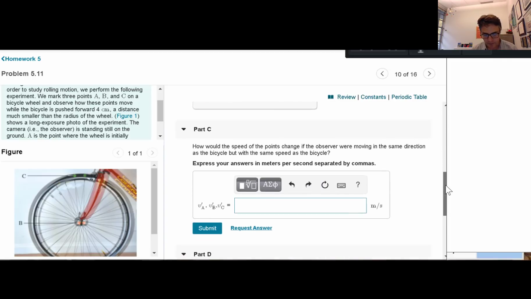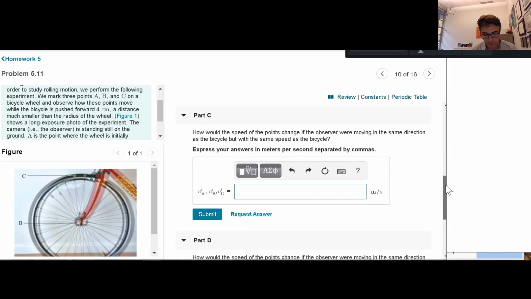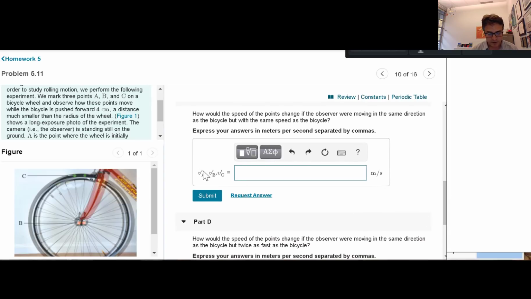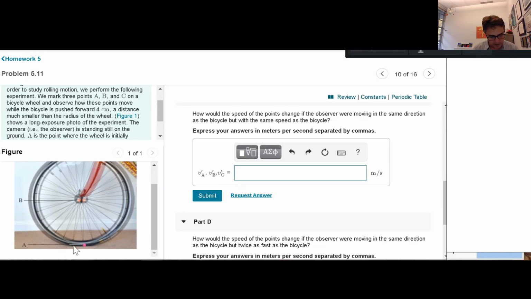How would the speeds of the points change if the observer were moving in the same direction as the bicycle, but with the same speed as the bicycle? So these are the primed speeds, so you're in the frame where the axle is 0, so VB is 0. In that case, VA is going backwards actually, so that'll be negative 4 meters per second. B is stationary because you're moving with the bike and the axle is stationary, and C will be going plus 4 meters per second.